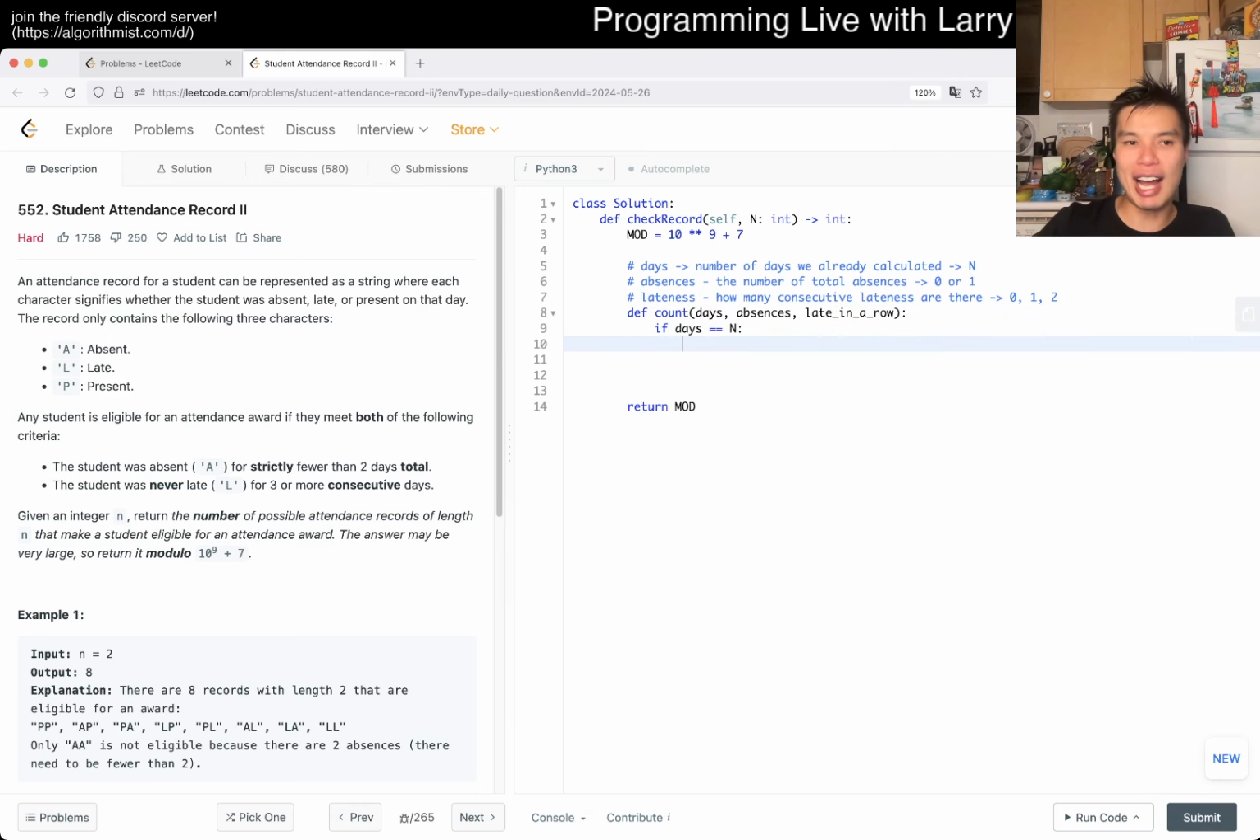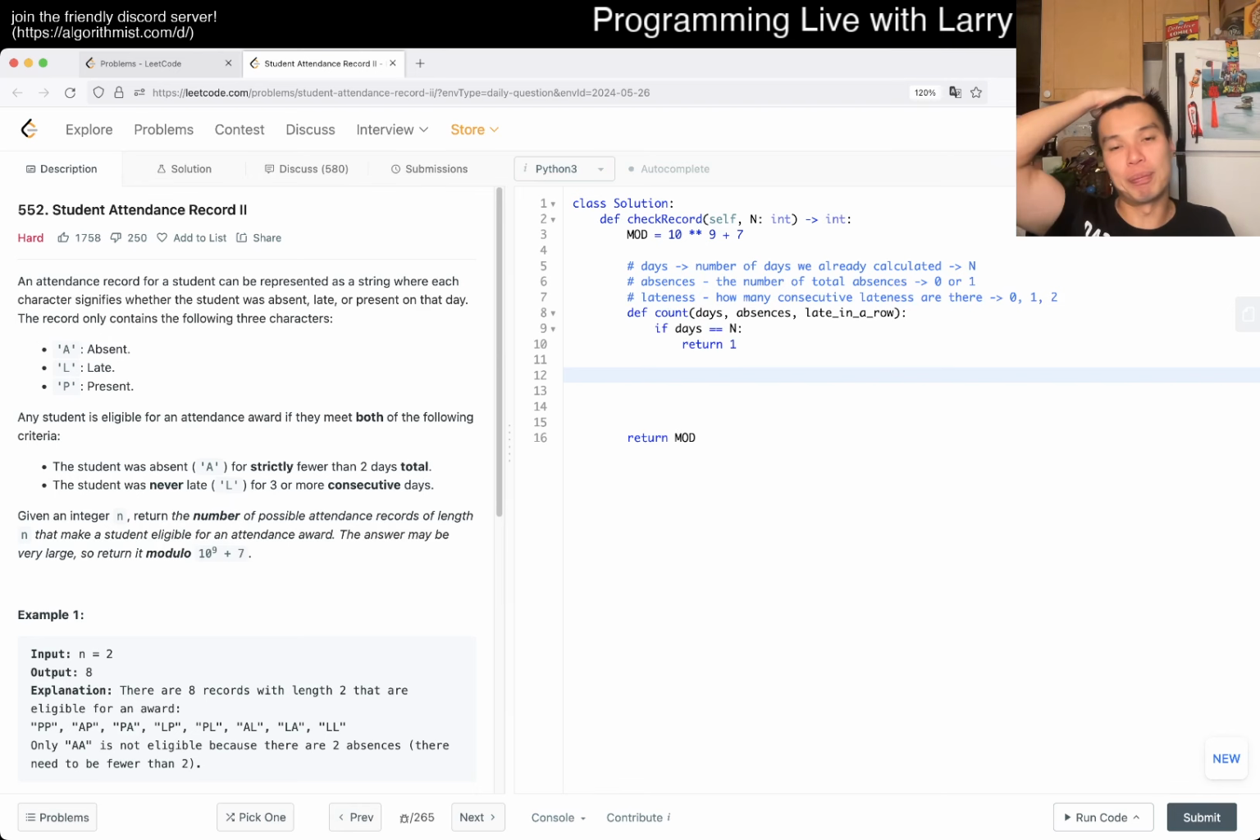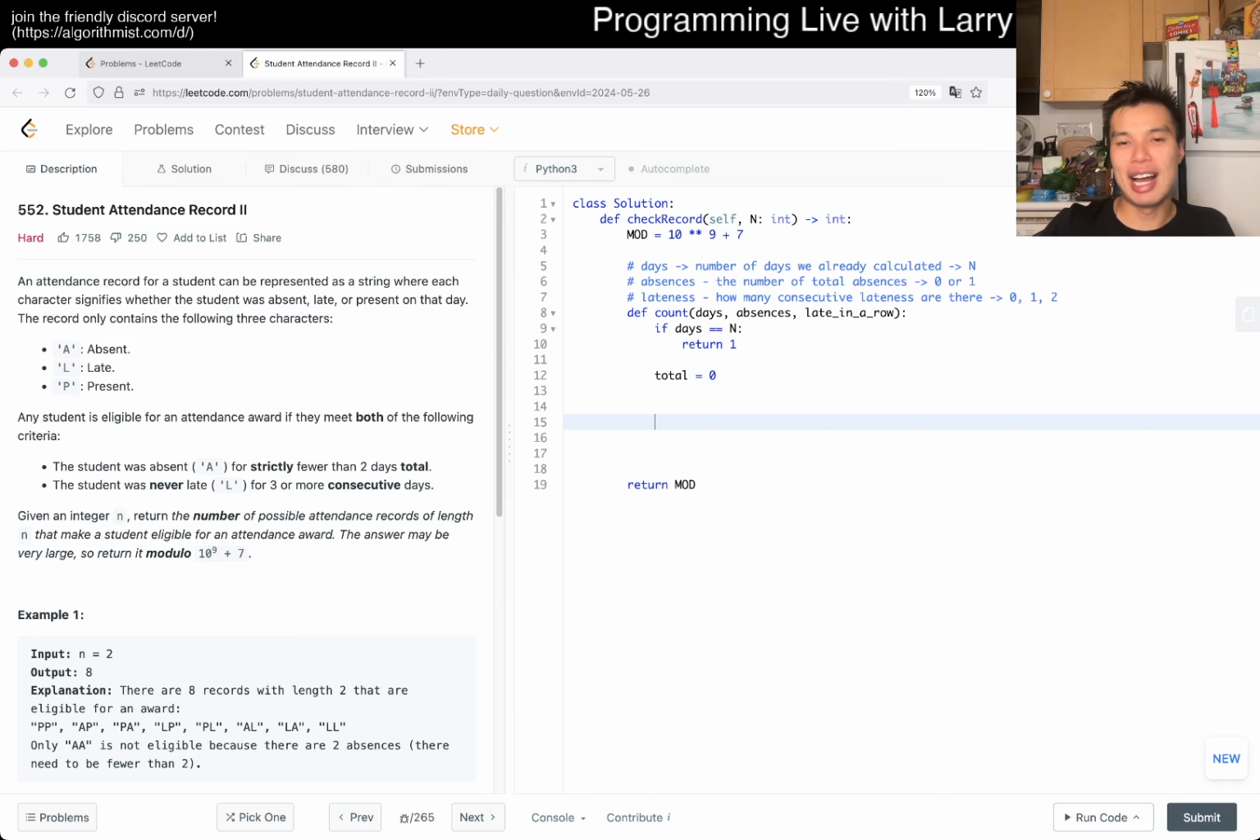So if days is equal to n, then we have one way of counting it. Otherwise, we're going to do a brute force. So total is equal to 0. And now we want to say, okay, do a P day, a present day. So then now that's just days plus 1. Absences doesn't change.